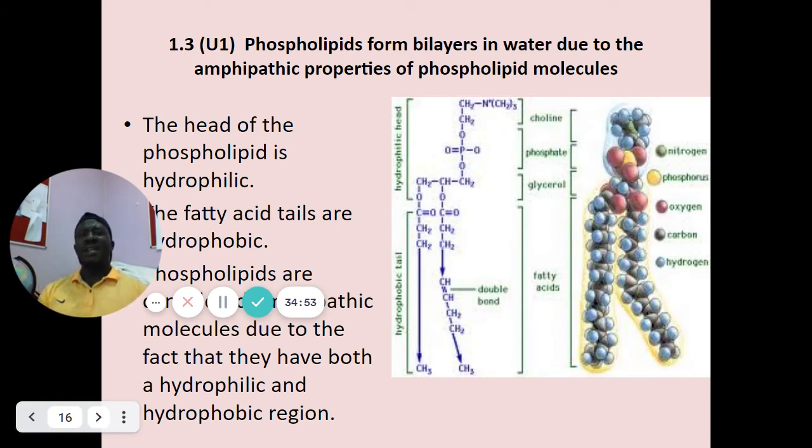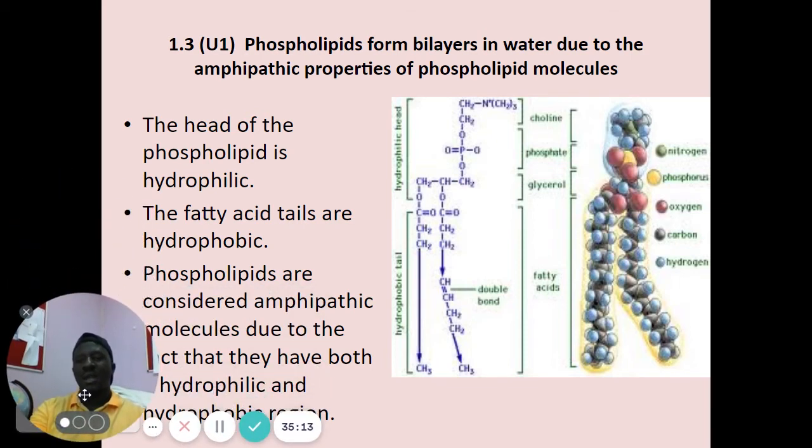Phospholipids form a bilayer in water due to the amphipathic properties of phospholipid molecules. The head of the phospholipid is hydrophilic, which is water-loving, and can easily be attracted to water. The fatty acid tails are hydrophobic. Phospholipids are considered amphipathic molecules because they have both hydrophilic and hydrophobic regions. Amphipathic means they have both properties.